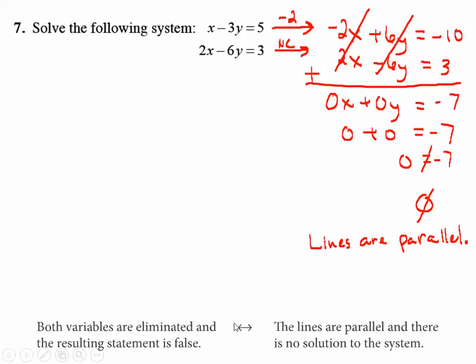Alright, and this little thing on the bottom, I'm pretty sure I took this from the textbook here. It says if both variables are eliminated and the resulting statement is false, then lines are parallel and there's no solution to the system. That is from the textbook. I just don't know what page number that's on. Anybody know what page number that's on? Can you find that somewhere? Pretty sure I took it from the textbook here.